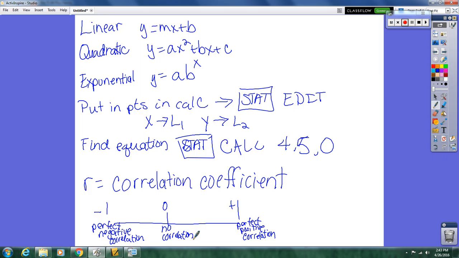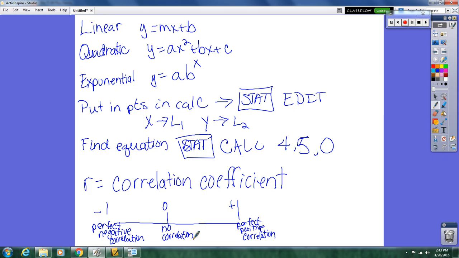No correlation whatsoever. A negative correlation would be: the more time you spend playing video games, the lower your grade will be. That would be a negative correlation. If one goes up, the other goes down. A positive correlation would be: the more time you spend studying, the higher your grade goes. If one goes up, the other goes up.